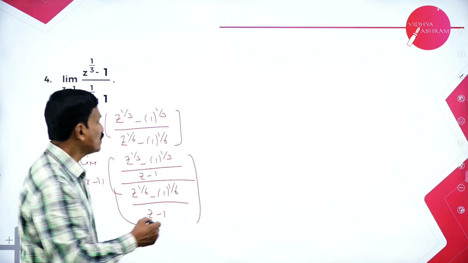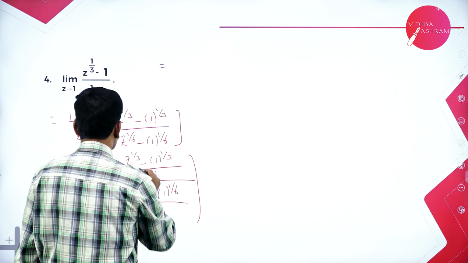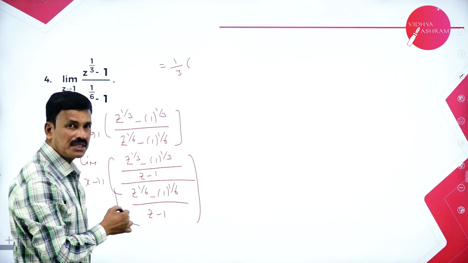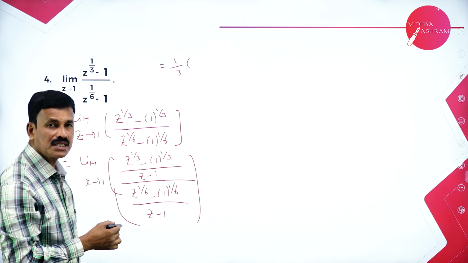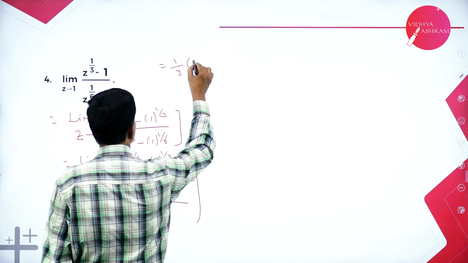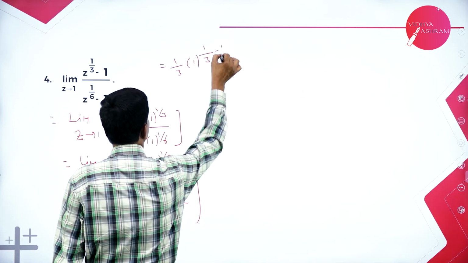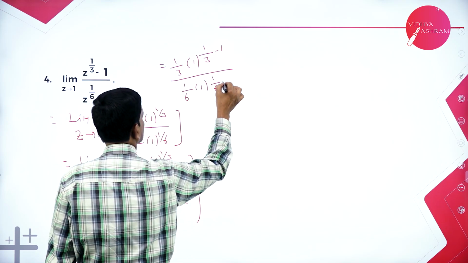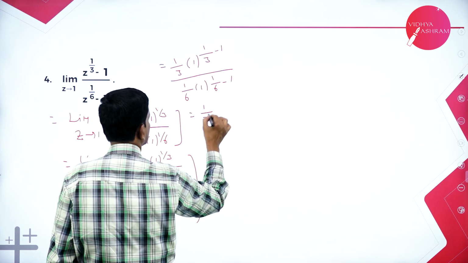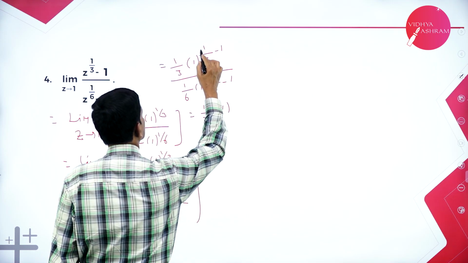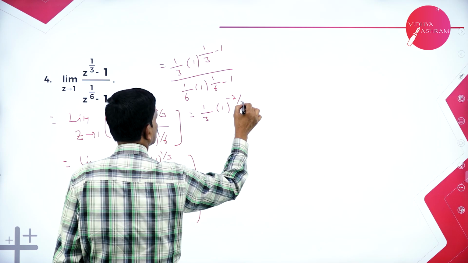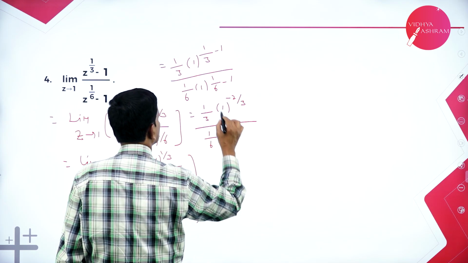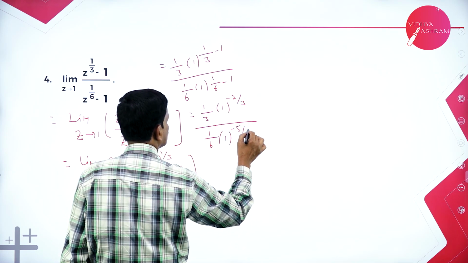Okay. Now, if you apply the limit, what is n? It is 1 over 3. The limit of x raised to n minus a raised to n by x minus a is n a to the power of n minus 1. So this is 1 by 3, 1 to the power of 1 by 3 minus 1, divided by 1 by 6, 1 to the power of 1 by 6 minus 1. This is 1 to the power of 1 by 3 minus 1, which is minus 2 by 3, divided by 1 by 6, 1 to the power of minus 5 by 6.